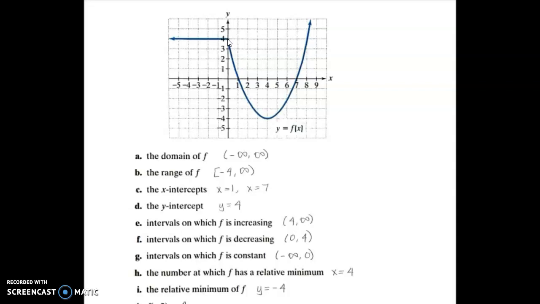Intervals on which f is increasing. Let's start on the left and move to the right, left to right. We see constant behavior first when I get to here. Then if I keep going, it's decreasing behavior until I get to here. Beginning right here, which is the x value of 4, moving forward from there, so x moving toward positive infinity, the y values are increasing. So from 4 to infinity, increasing.